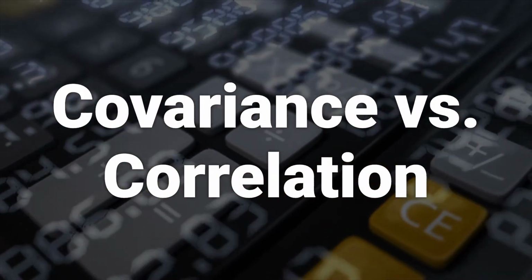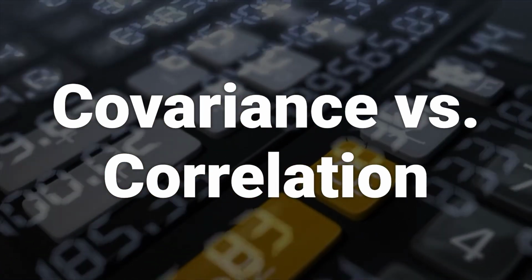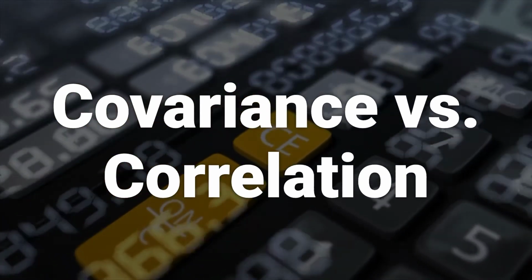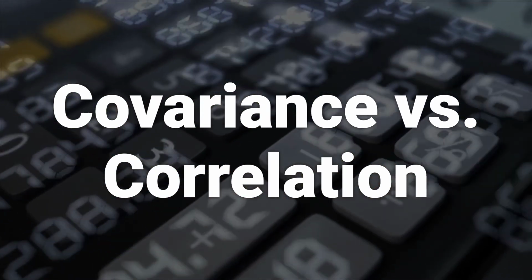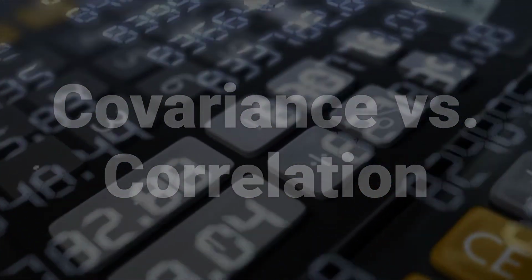Covariance measures the direction of a relationship between two variables, while correlation measures the strength of that relationship. A correlation is considered strong if the correlation coefficient has a value close to +1 or -1, indicating a positive or negative correlation respectively.